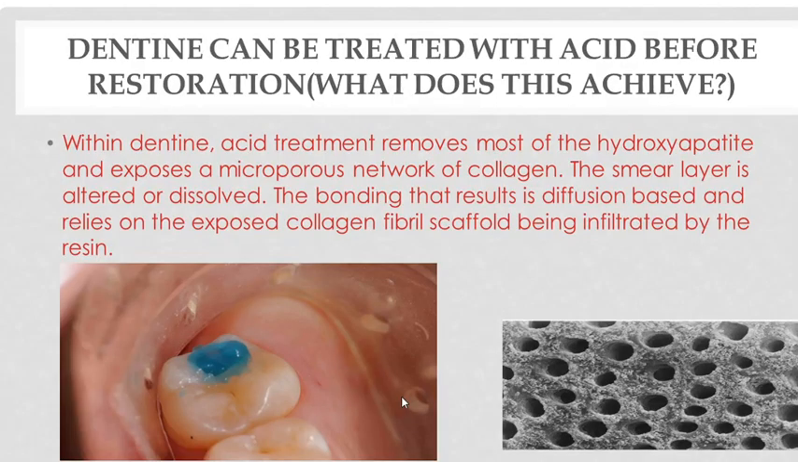Dentin can be treated with acid before restoration, as we said before. What does this achieve? Within dentin, acid treatment removes most of the hydroxyapatite and exposes a microporous network of collagen. The smear layer is altered or dissolved, and then the bonding that results is diffusion based and relies on the exposed collagen fibrils scaffold being infiltrated by the resin. So this is the first step we do. After preparation, we make acid etching.